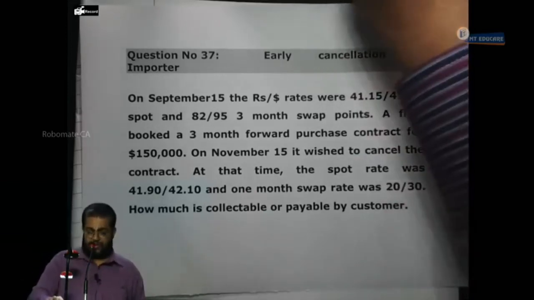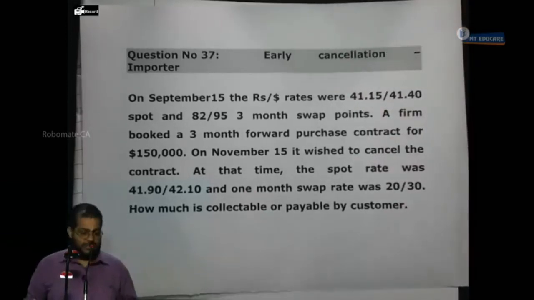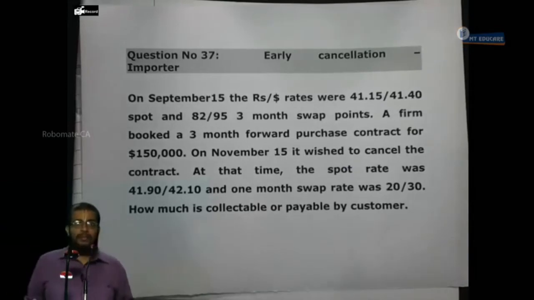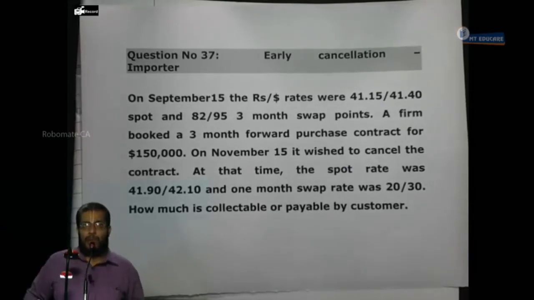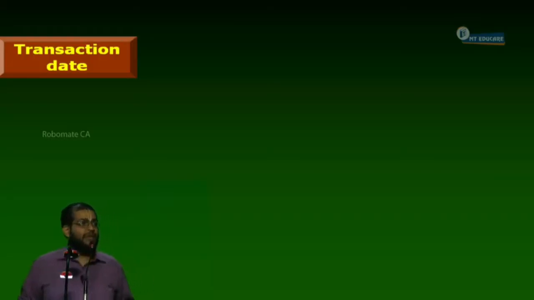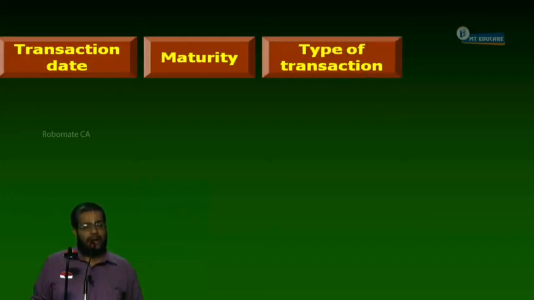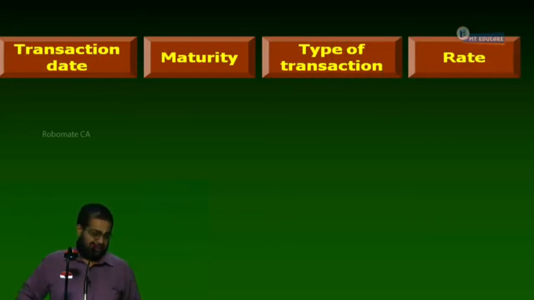Right, question number 37. Tell me the column headings. What is the first column? Transaction date, maturity date, transaction type, and then rate.